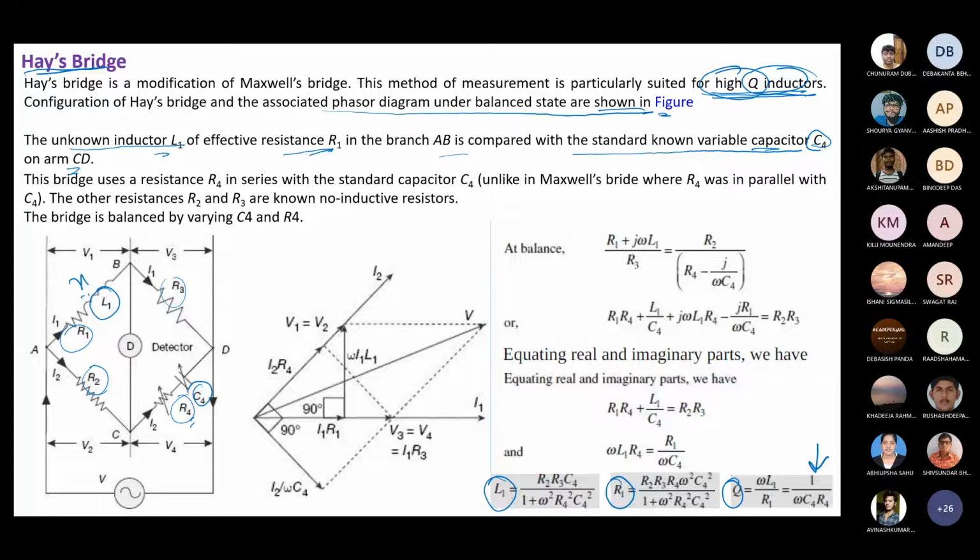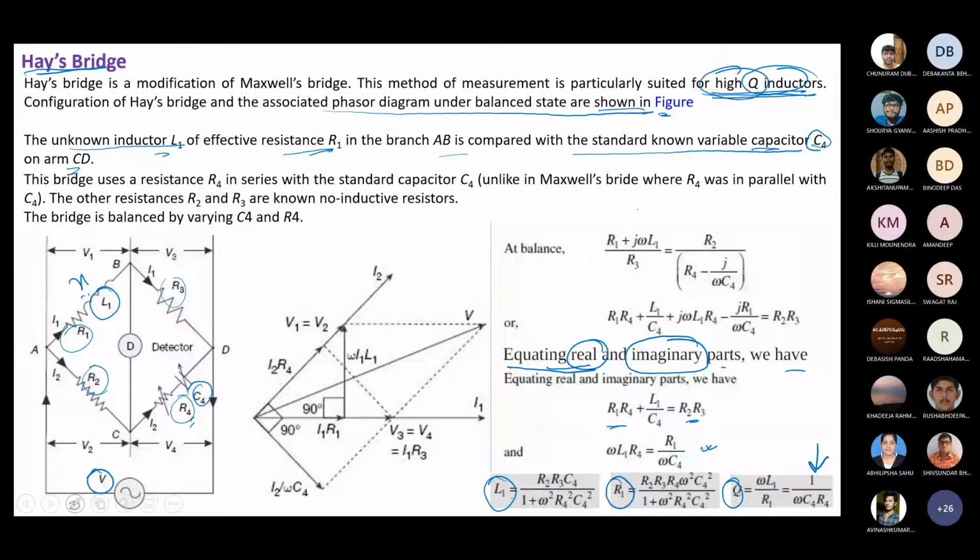You know Z1 by Z3 equal to Z2 by Z4. So what is your Z4? Z4 equal to R4 plus 1 by j omega C, which means it will be minus j by omega C4. The cross multiplication is there. Now you equate the real and imaginary parts. Finally we get R1 R4 plus L1 by C4 equal to R2 R3. Equating the values, we'll get the values of L1 and R1, and then the most important thing is the phasor diagram.